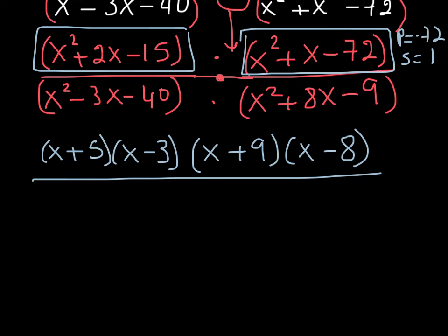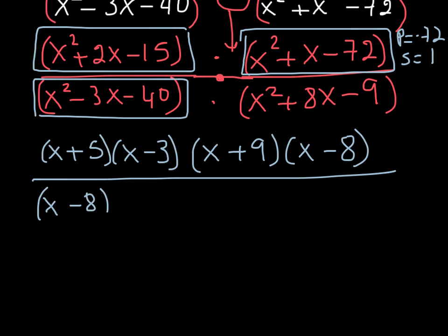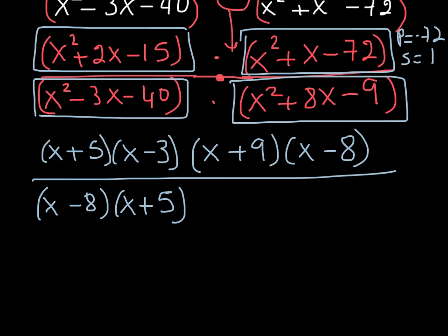All right, let's go to the denominator. The denominator here is the product of negative 40 and the sum of negative 3, which is going to be x minus 8, x plus 5. The last factor here is this one, x squared plus 8x minus 9. The product of negative 9 and the sum of 8 is going to give us x plus 9, x minus 1.